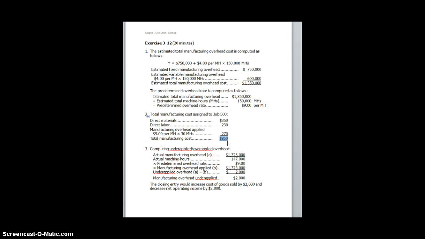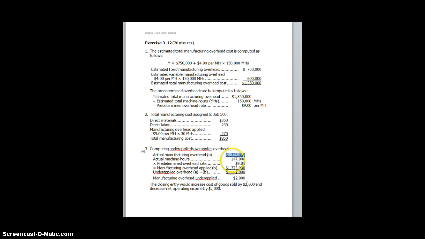In part 3, we're asked, during the year the company worked a total of 147,000 machine hours on all jobs and incurred actual manufacturing overhead cost of $1,325,000. They ask us, what is the amount of underapplied or overapplied overhead for the year? If this amount were closed out entirely to cost of goods sold, would the journal entry increase or decrease net operating income? I'm not so concerned as much about that. So if we were to look at this situation, the actual manufacturing overhead was $1,325,000, as given in the book.